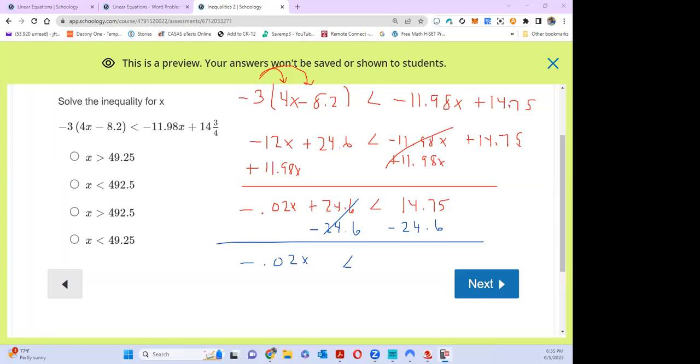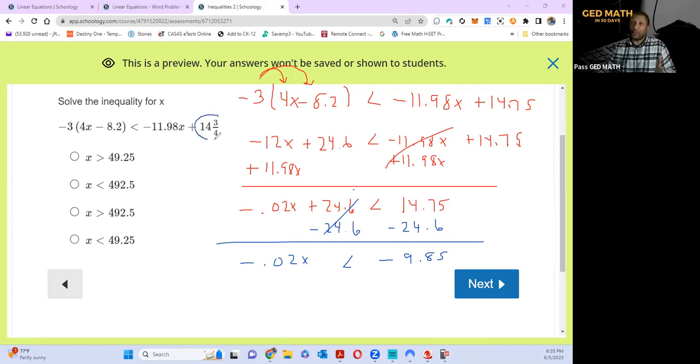Mr. Timmy, could I ask you a question? So the 14.34, when you calculated it out, you get 14.75? It's 9.85. Negative 9.85. So that's a good question.